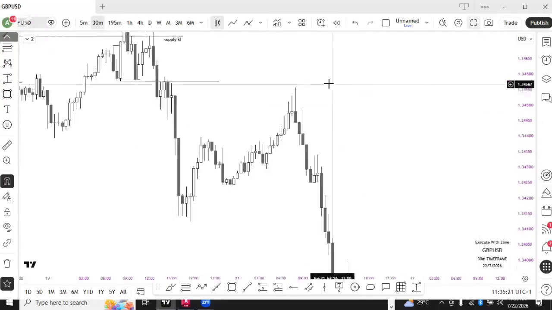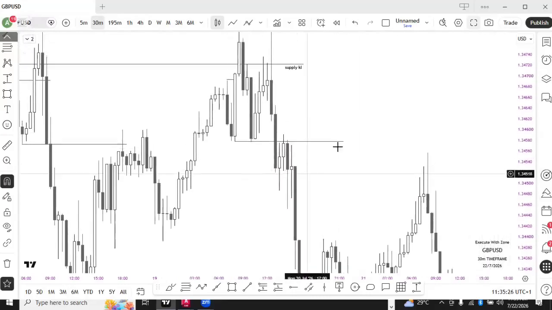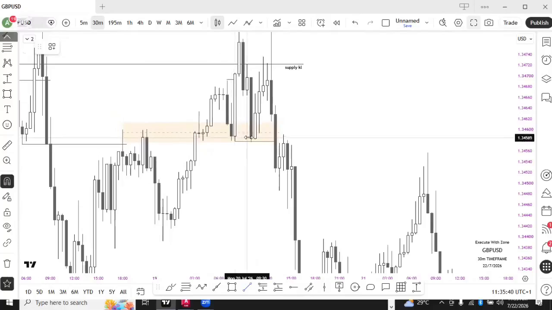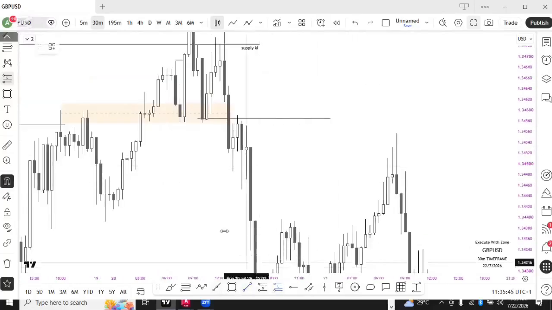But in this scenario here now, there was already a sweep and a break here. So in this scenario, we have what we call this FEG also. So inside this FEG now, we want to look for the first key level that is very close, which is this, and I'll be entering from here.